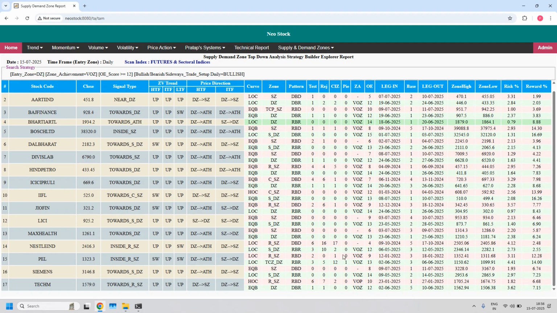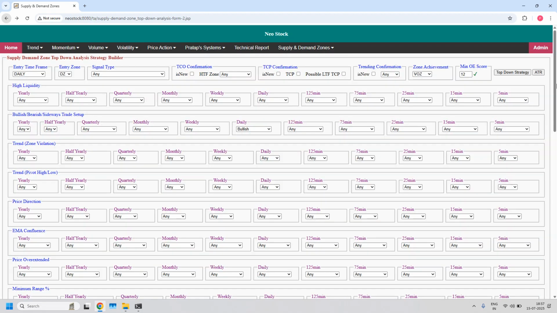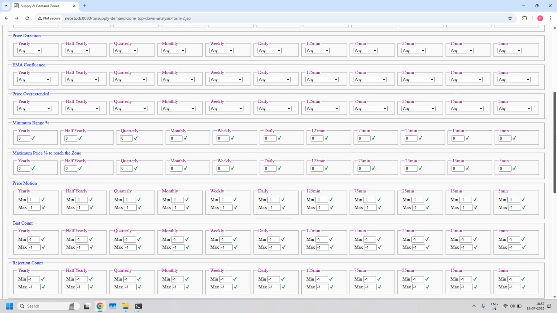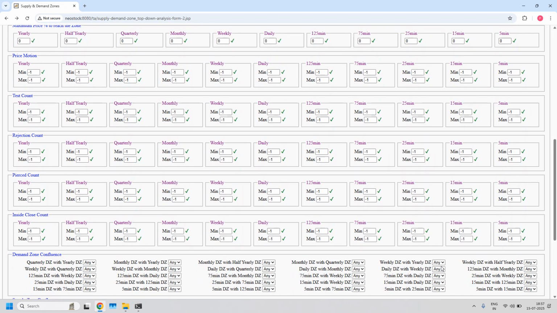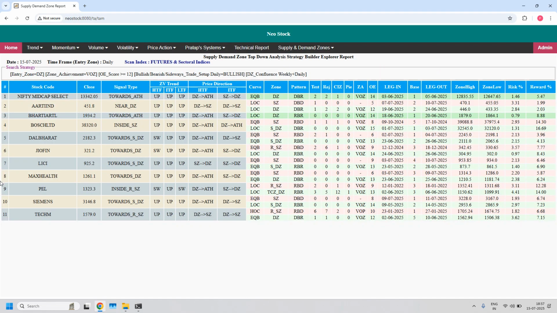We can further filter for finding the high probability trade setup supported zones based on different zone confluence and EMA confluence strategies. So on these 17 stocks I am applying first filter, daily and weekly demand zone confluence. Here I am selecting the filter. By applying the filter on those 17 stocks, we got 11 stocks. In all these 11 stocks, all these daily demand zones are overlapped with weekly demand zone.